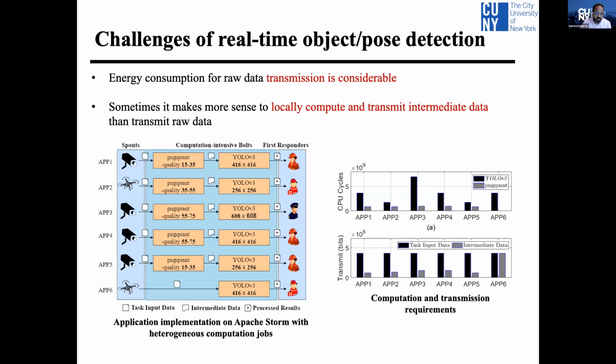But what we have seen in our initial experiment is that sometimes the transmission delay or transmission power consumption for those large data sets is so high that it makes more sense to run some of the stages of those complicated DAGs locally, so that the intermediate data size is much less. This is a very simplistic example. We implemented it on Apache Storm, and for heterogeneous computation jobs, the first stages here are just compression jobs. For applications where we are not doing the compression, the transmission is pretty high, and the energy consumption is also very high. So sometimes it makes more sense to do the compression locally, although it takes a little bit of energy, because it drastically reduces the energy required for transmission.